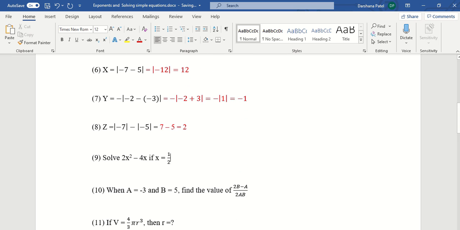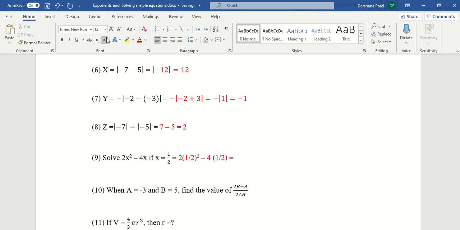For the next one here now, we are given x to be half, and we are asked to solve for this. So wherever we see x, we'll put half there. So we have 2 times half squared, minus 4 times half.